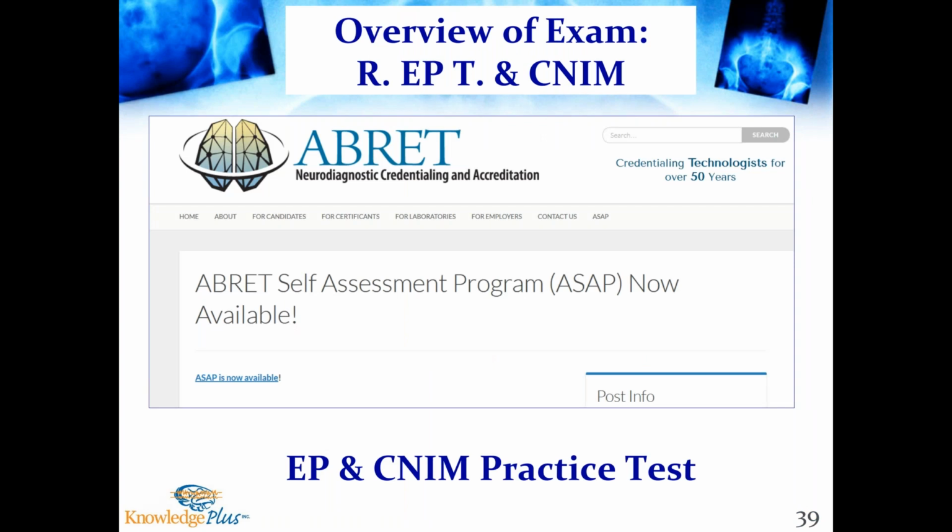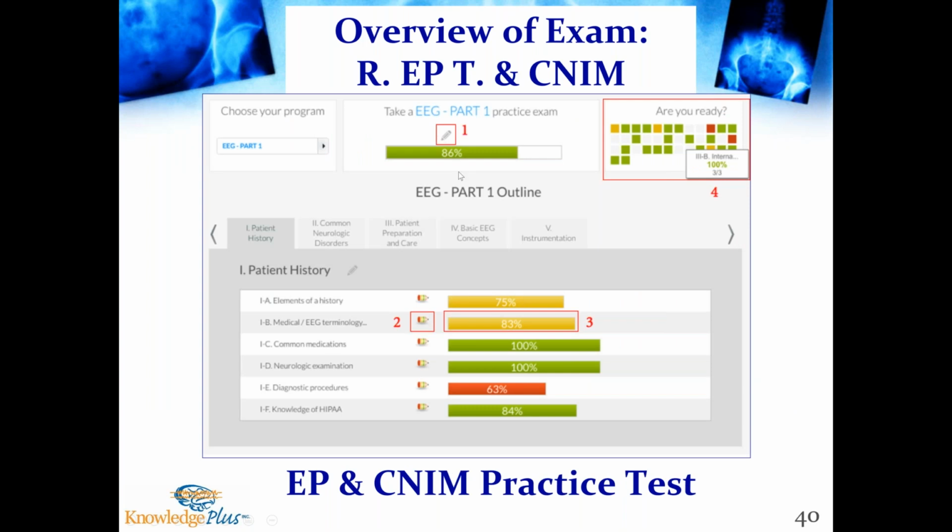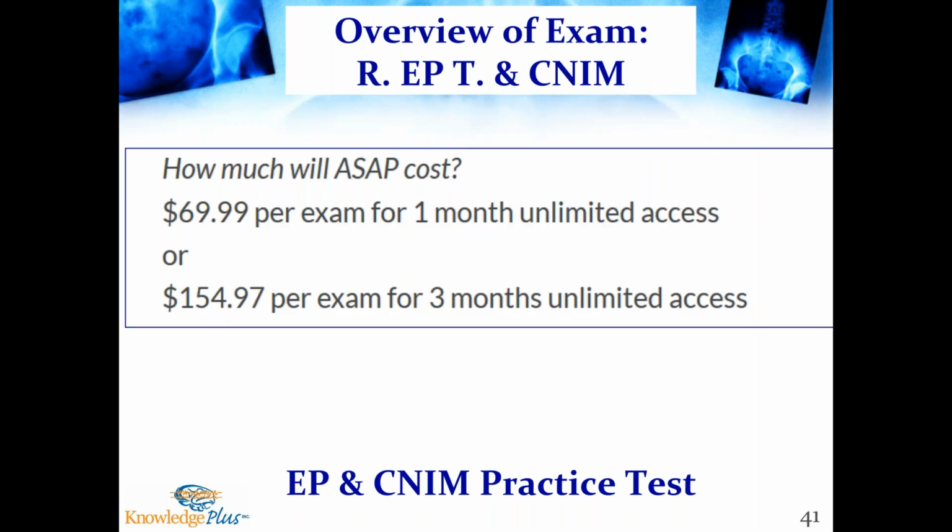The ABRET self-assessment modules. So this is an EP and CNIM practice test. What I love about it is this happens to be the summary screen from the EEG exam, but it's very similar on the EP. It has all these tabs. It's hundreds and hundreds of questions that are absolutely similar to those you're going to have on the test. It's $69.99 for 1 month and $154.97 for 3 months. I think it makes sense to buy it twice for a month each, one at the beginning of your studying time and one then at the end.